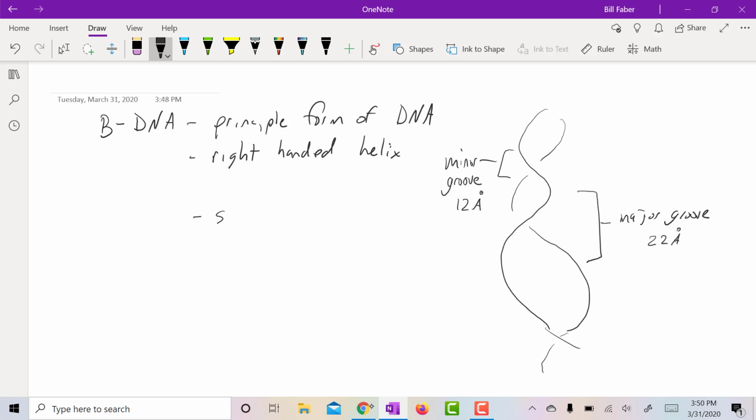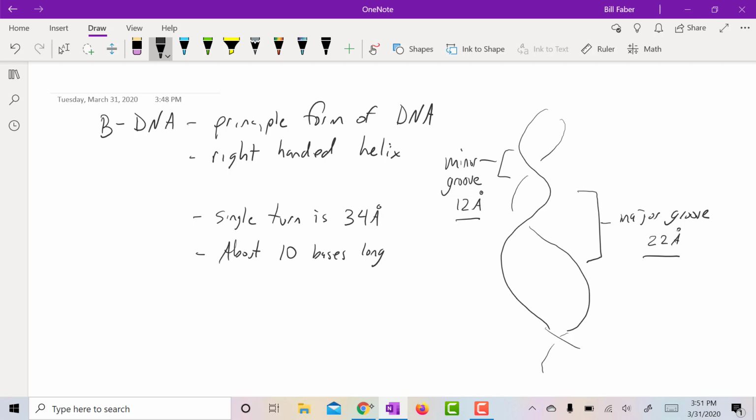So a single turn is about 34, I can do math, 12 plus 22, 34 angstroms long. And then it's about 10 bases long, so about 10 nucleotides that make it turn like that. Okay, so that's the basic structure of B-DNA.